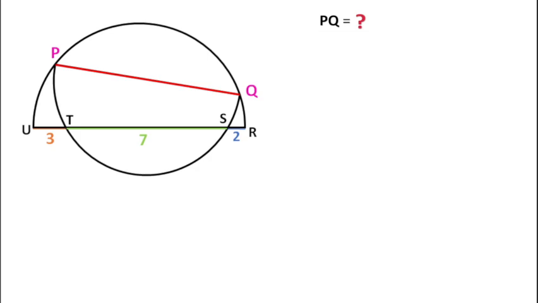Welcome to Definite Mind. In this question, there are two semicircles as we can see, and the length of this orange line segment is 3 unit, the length of this green line segment is 7 unit, and the length of this blue line segment is 2 unit. Then we have to find the length of this PQ line segment. So how to find this length? You can try this, otherwise what is the solution?